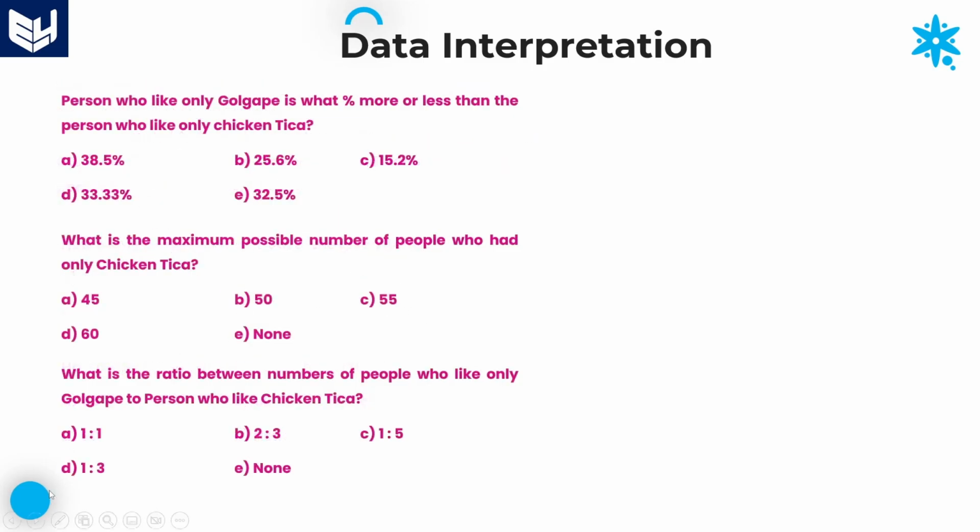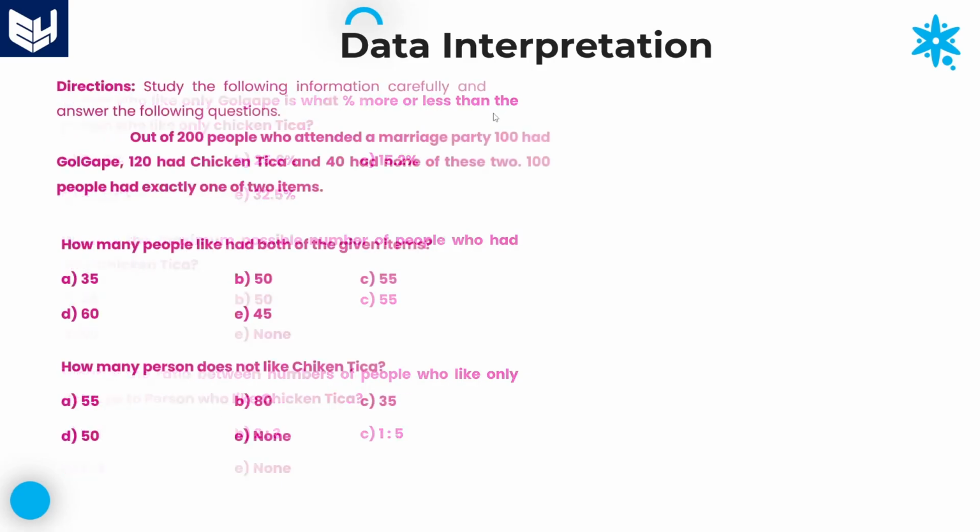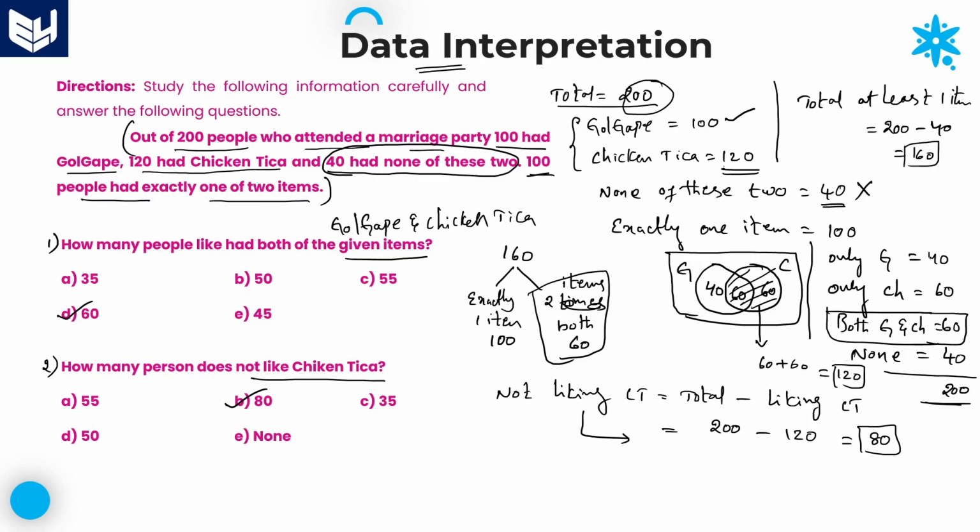Now look at the third question. Person who likes only golgape, this particular value, is what percentage more or less than the person who likes only chicken tikka? First of all, you need to write down what is only golgape and what is only chicken tikka. Only golgape is 40, only chicken tikka is 60.